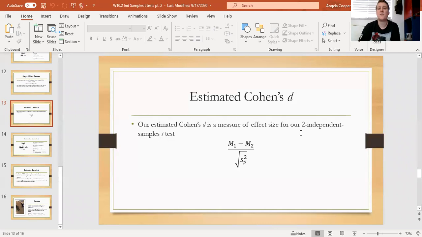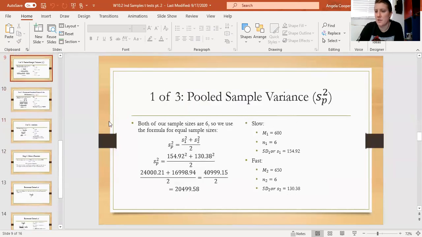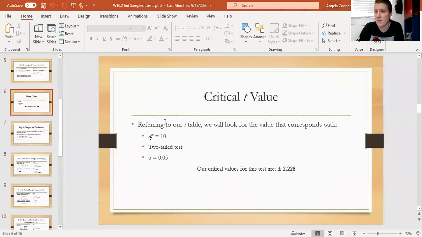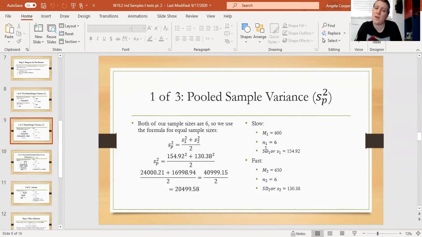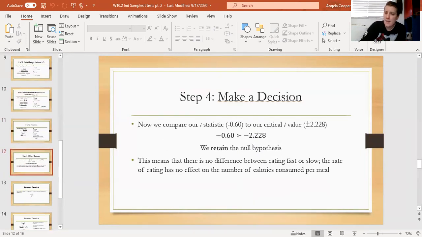So if you're following along with the PowerPoint, I have just skipped over to independent samples t-test part 2. You'll notice that the first several slides are going over what we just did, so pardon me if I don't have 2 videos going over the exact same thing again. We've already calculated the pooled sample variance, estimated standard error of the difference, t-statistic. We retain the null hypothesis. There's no difference between people who eat fast or slow when it comes to the number of calories they consume.